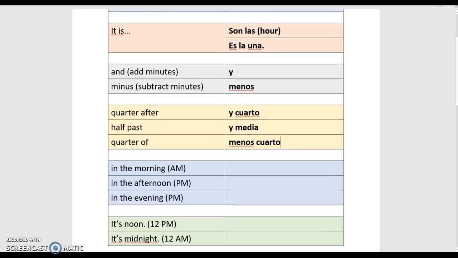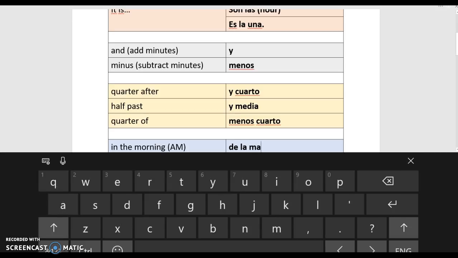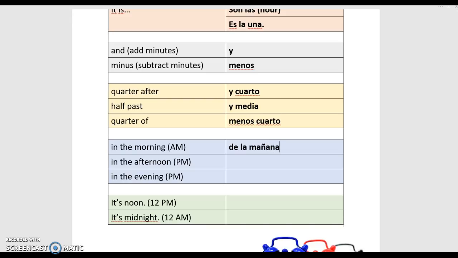Bam. From there, time of day. Time of day is always the same to start off. It is always de la. You add in either morning, afternoon, or evening behind it. We don't have abbreviations like AM and PM as we do in English. So you're going to use de la mañana. I'm going to need a tilde on the end. Hold that up. De la mañana. Afternoon, de la tarde. And for the evening, de la noche. And if I'm going too fast, you can always pause and fill in what you need as you go.